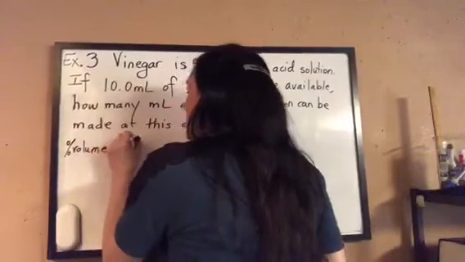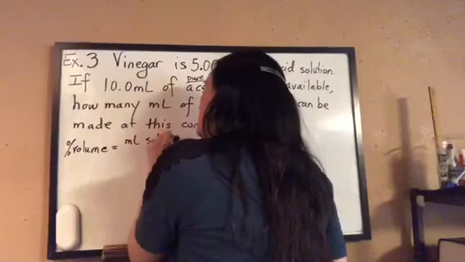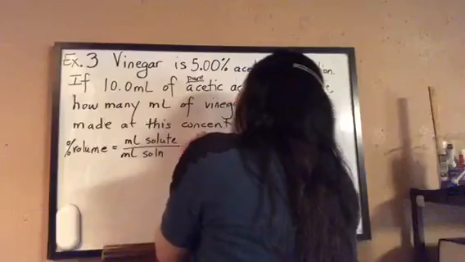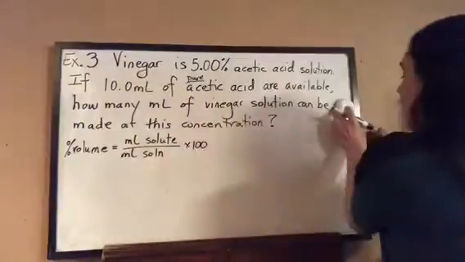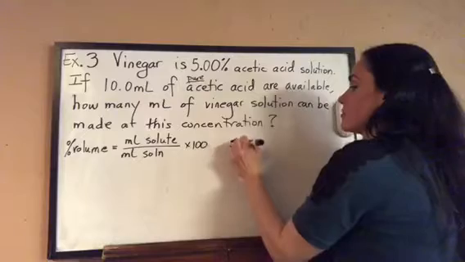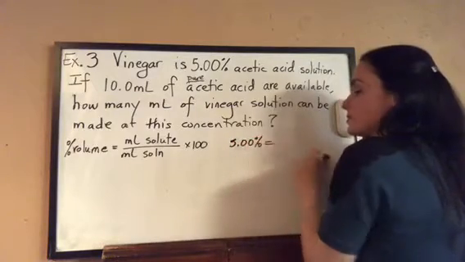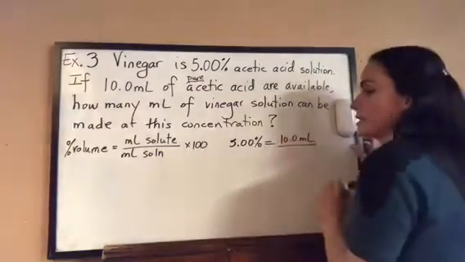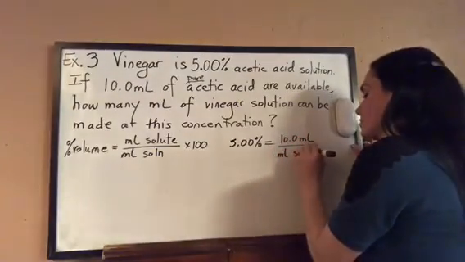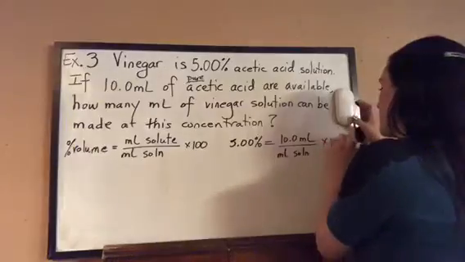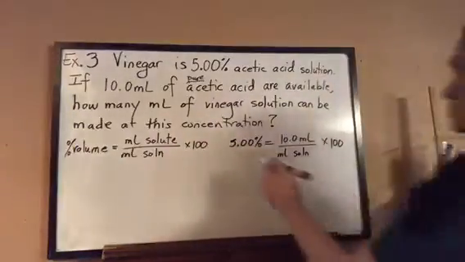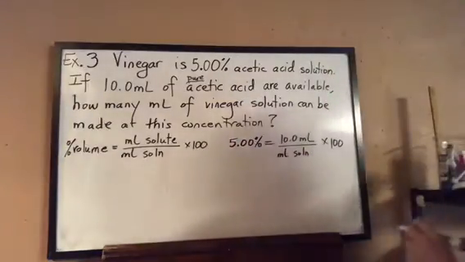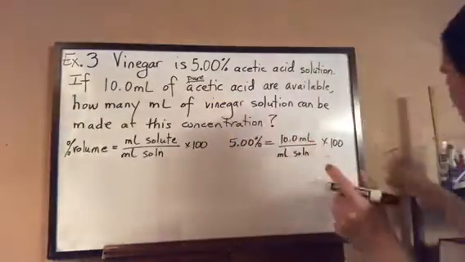Let's write our formula down. Milliliters of solute over milliliters of solution, times 100. We have the percent; we want a 5% concentration. We have 10 milliliters of the solute. The amount of solution is our unknown. Don't forget that 100, because that's how you had your percent come out. You needed that factor of 100. So let's get rid of that 100.